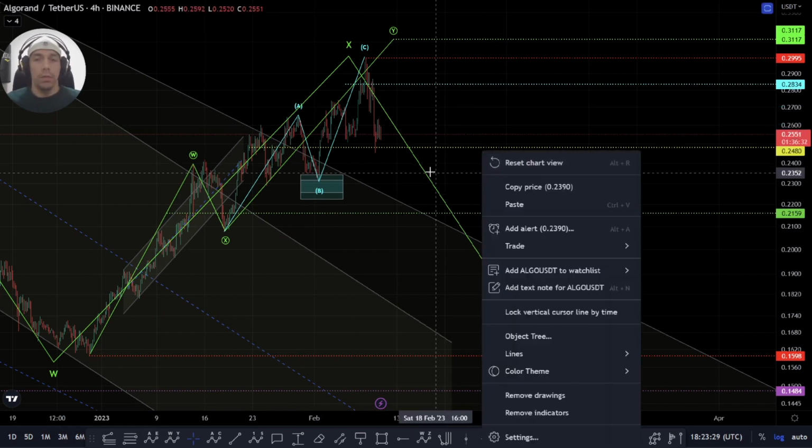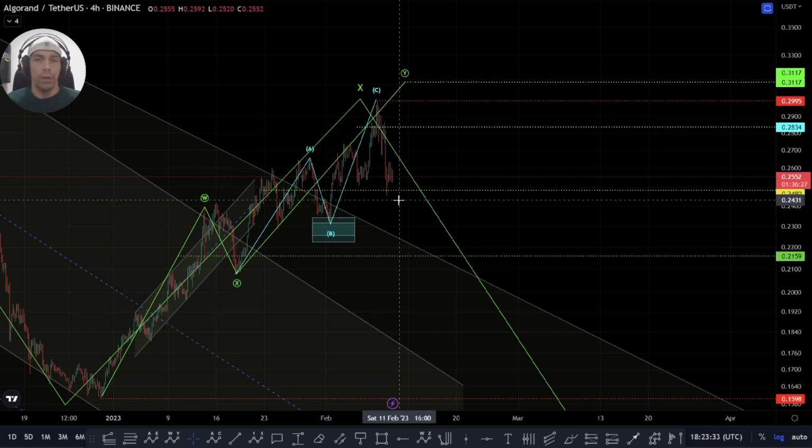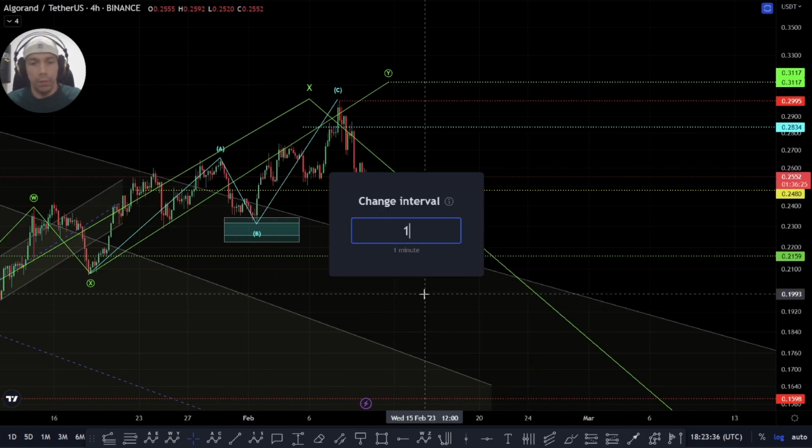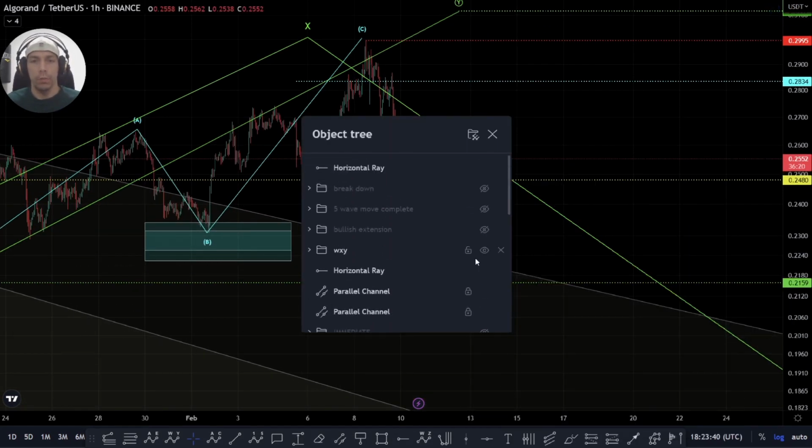The way that we were looking at this is I want to see what happens after this five-wave move. Basically, if we've completed this five-wave move to the downside, I'm going to bring it on here. Let's turn all this other stuff off.